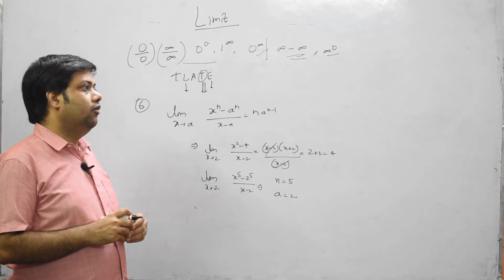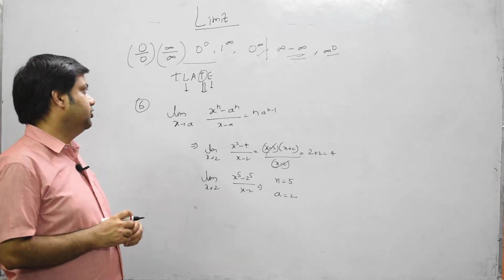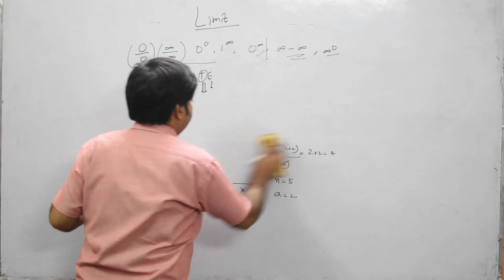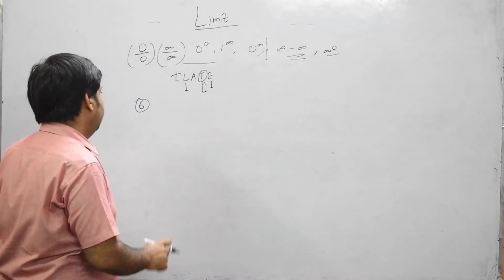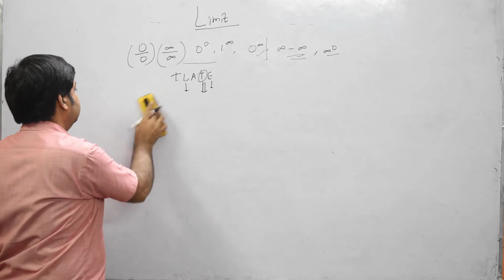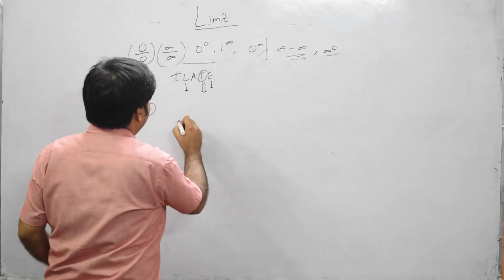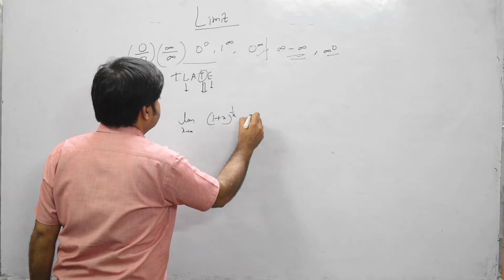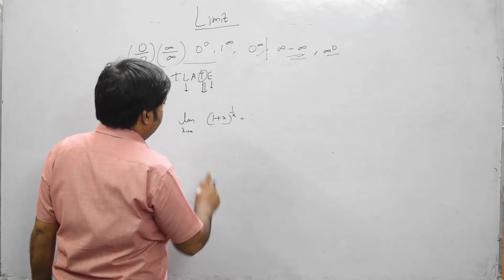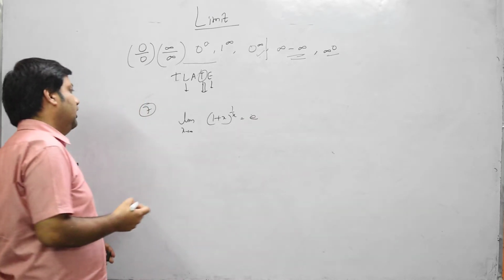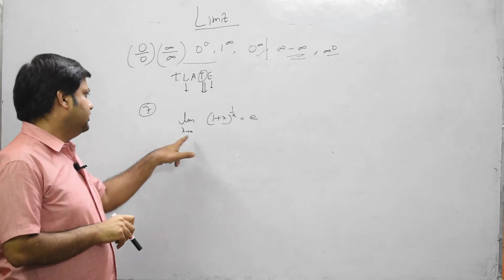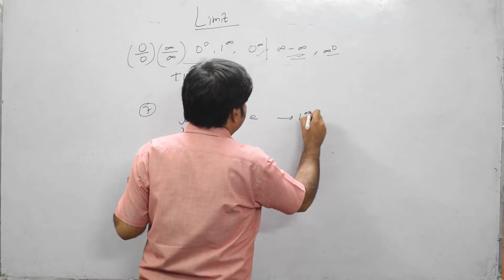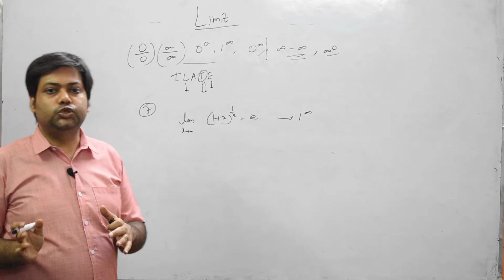Now we'll see how 1 to the power infinity forms come into the picture. So let's move to formula number 7. Now, formula number 7, what does it give? Let's say limit x tending to 0, (1 + x) to the power 1 by x is e. How do we get this value? If x is tending to 0, this becomes 1 and this becomes infinity. So this is the form 1 to the power infinity, and 1 to the power infinity basically gives you e.